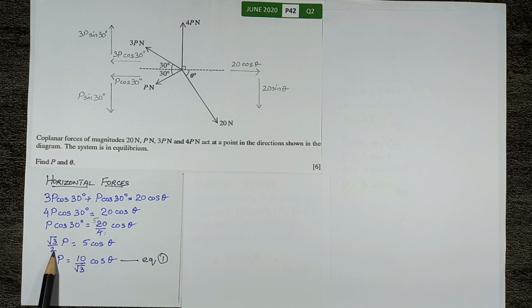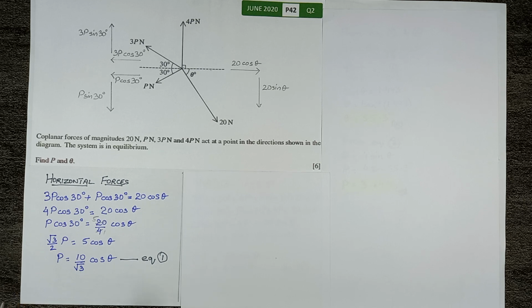And cos 30 is root 3 upon 2, or you can also write it in decimal as well, and that with a variable P would be equal to 5 cos theta, and this is equation one. By rearranging, P is equal to multiplying this 2 by 5 as 10, dividing by root 3 cos theta. So this is equation 1 from the horizontal component.